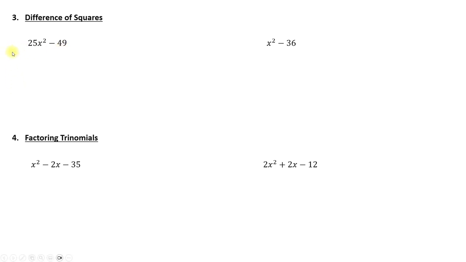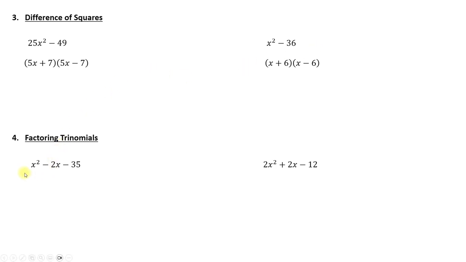So factored becomes 5x plus 7, 5x minus 7. Over here, our square root is x, and our square root here is 6. So our factored form becomes x plus 6, x minus 6.